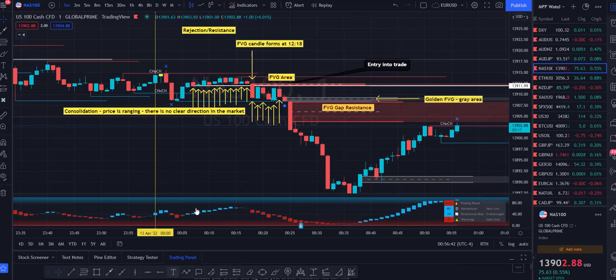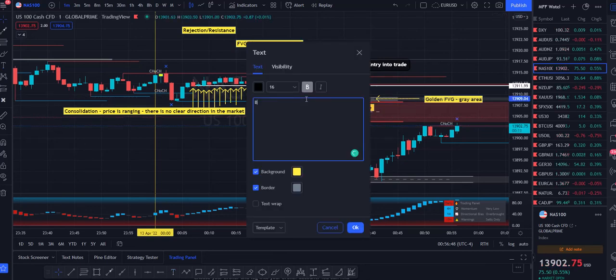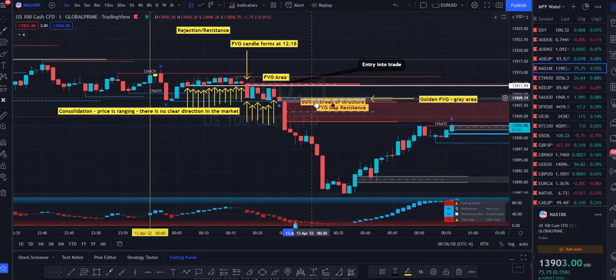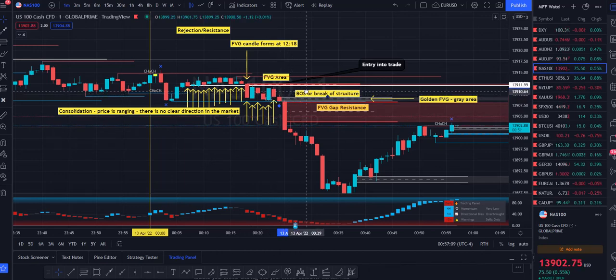And let me tell you what that means. Break of structure is right here. So BOS, or break of structure. And the reason why this is a break of structure is, let's open it up a little bit more. So this level was broken. So if this was, let's see, break of structure right here. So let's look at this little zone right here.